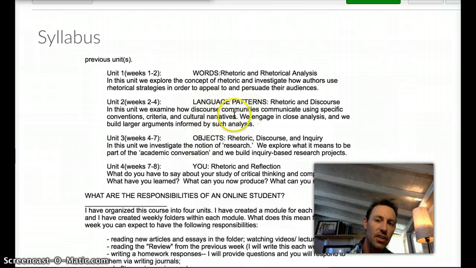In the second unit, we're going to examine this notion of discourse, and you guys are going to be crafting these reports. In the third unit, we're going to be examining how objects argue, and you guys are going to craft a research paper, although the research paper is upside down, and I'll talk about that in a lot more detail as we get closer. And in the final unit, you craft a reflection.